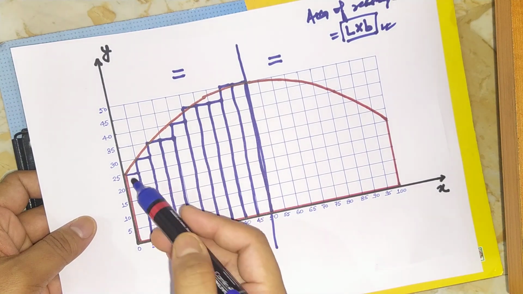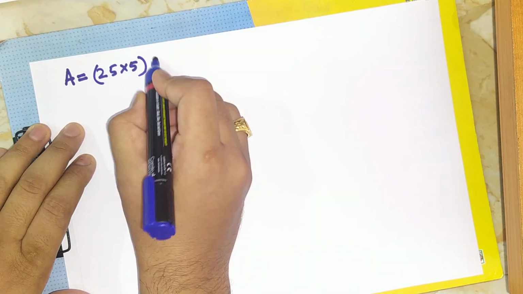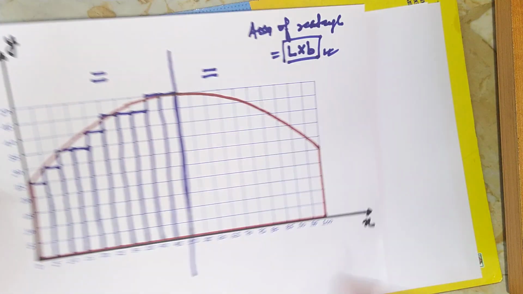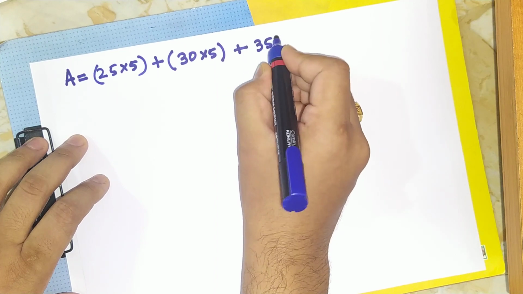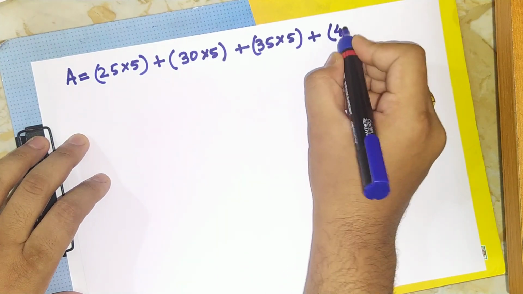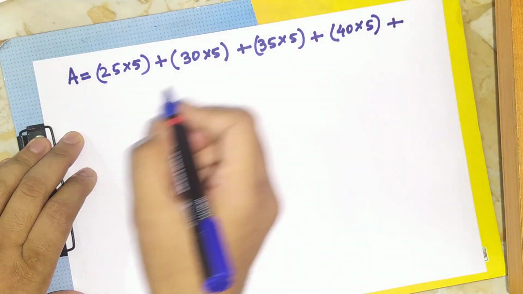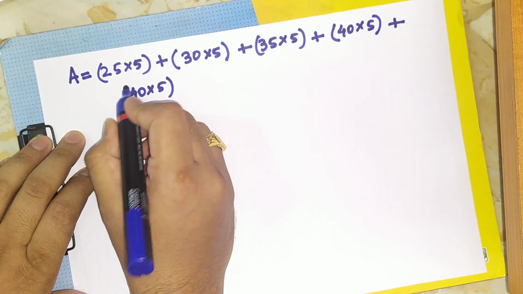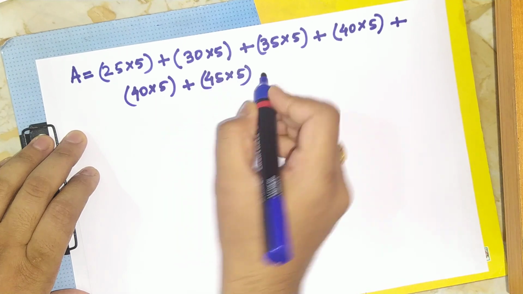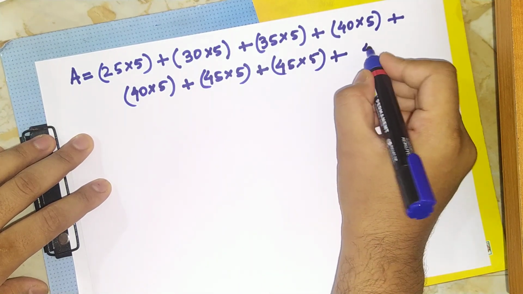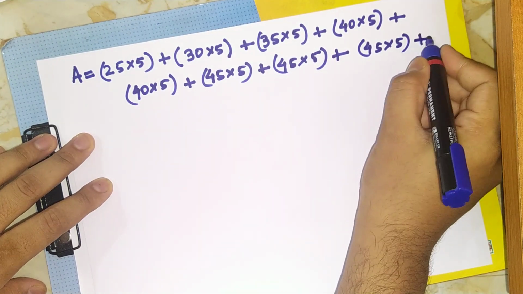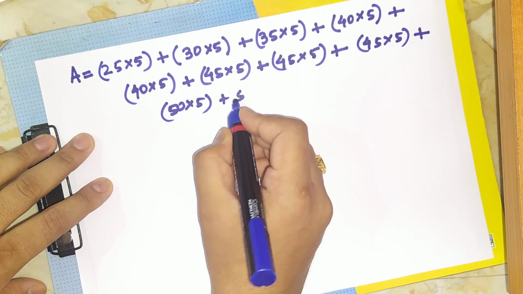Now the area as he approximated was: first rectangle area, how much will it be? 25 into 5, as the x-axis step is 5, so 25 into 5, plus next 30 into 5, plus next 35 into 5, next 40 into 5, plus again 40 into 5, plus 45 into 5, plus 45 into 5, plus 45 into 5, plus 50 into 5 plus 50 into 5.